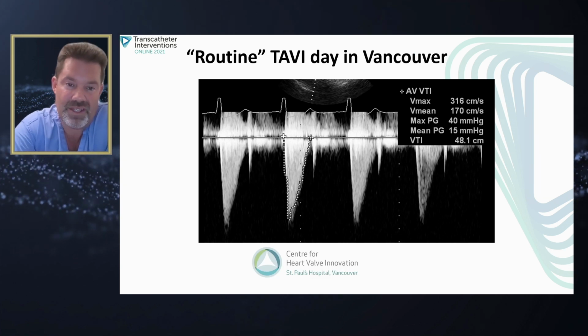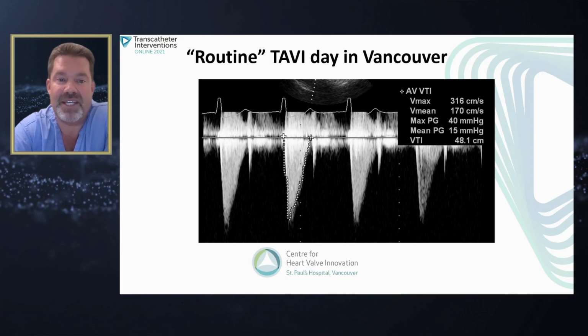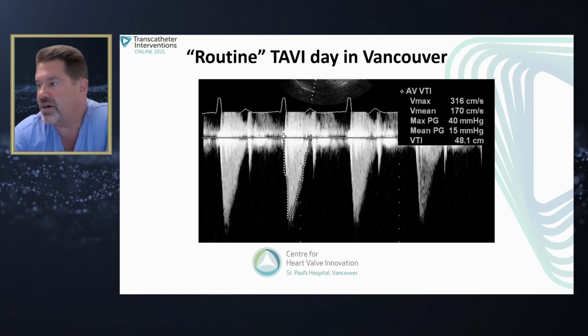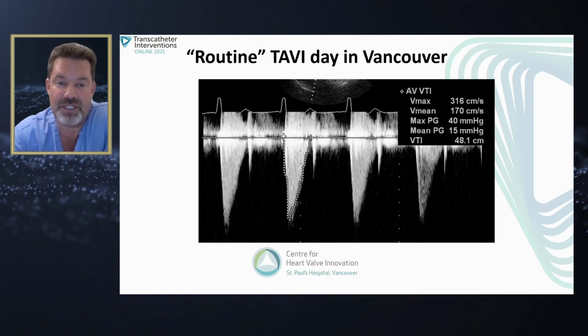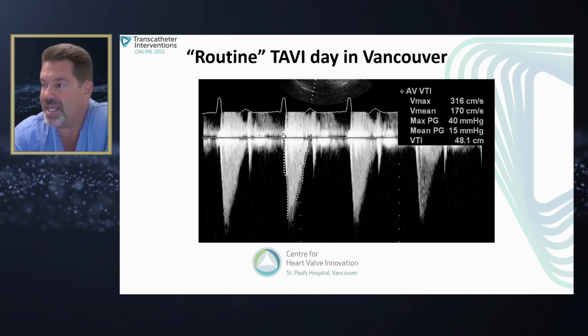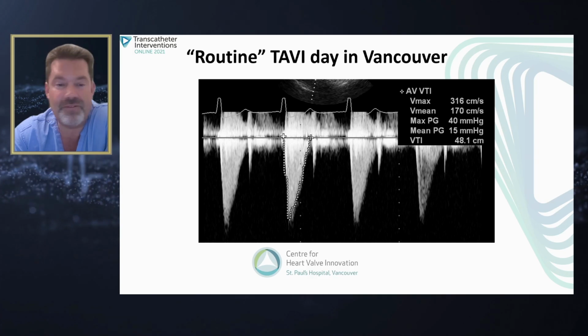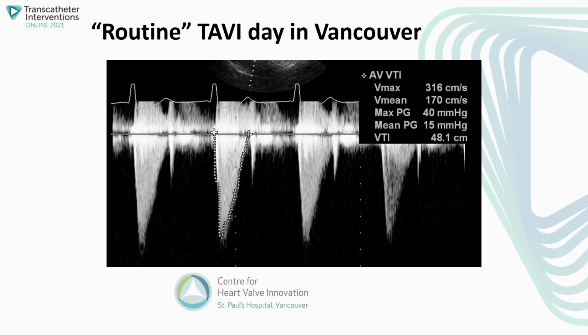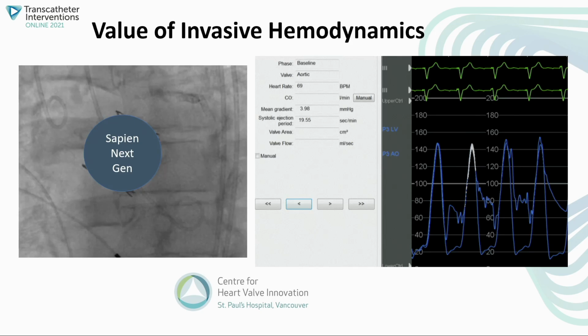So where did this start? Over a year ago, a routine TAVI day in Vancouver. We are doing a next generation device that hopefully will see the light of day in a few years, and we get an echo gradient on the table of 15. We do meticulous invasive gradients, and we end up with an invasive gradient of only 4.